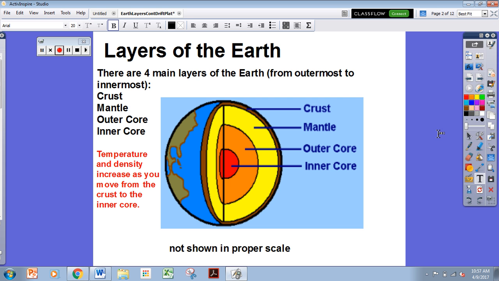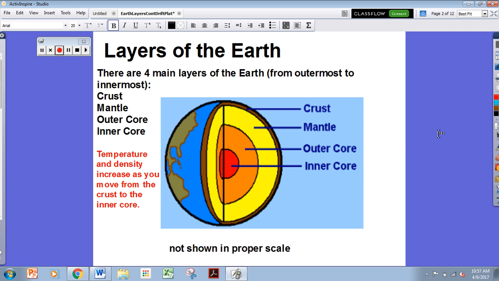Alright, so we talked about the layers of the Earth. There are 4 main layers of the Earth, and from outermost to innermost it goes crust, mantle, outer core, inner core. Some of you in elementary school may have just learned that the core was one thing, but we've divided it into 2 because the outer core and the inner core have very different qualities. It's not the same throughout, so we separate it out into 2 different parts. This picture is not shown in proper scale.